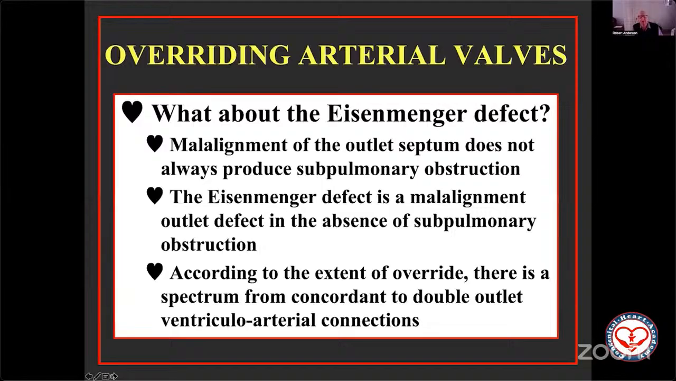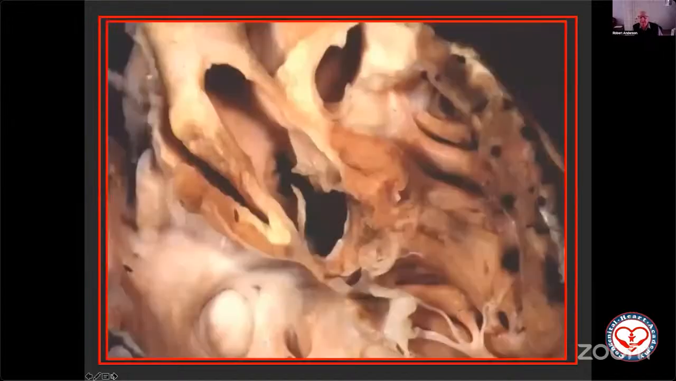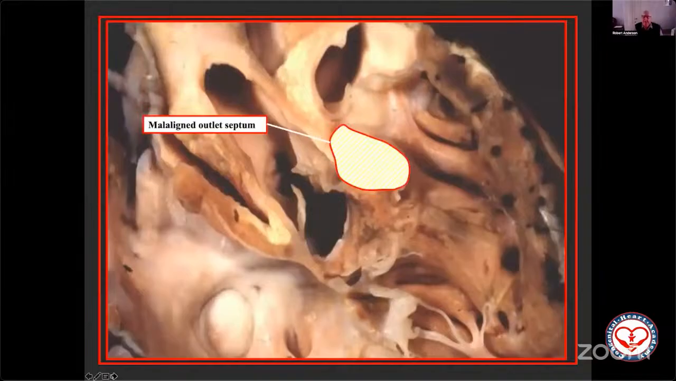Again, we're going to have a spectrum. And that spectrum is going to be between concordant and double outlet ventricular arterial connections. So let me start off by showing you something at the midpoint of that spectrum. So here is my picture of the Eisenmenger defect.